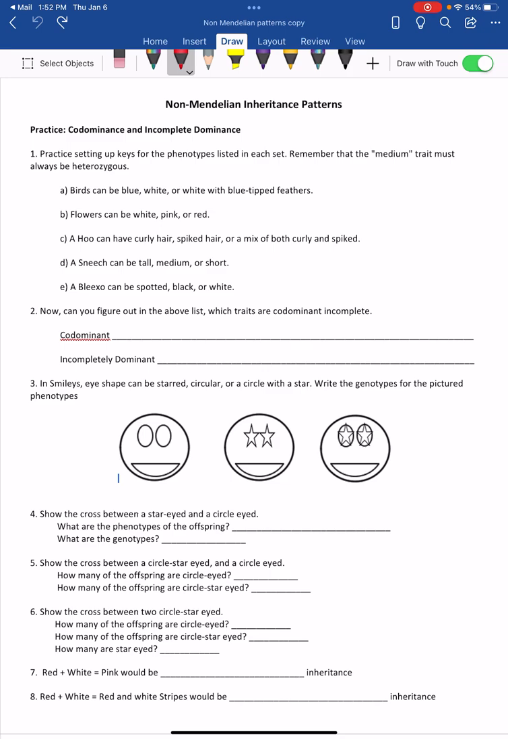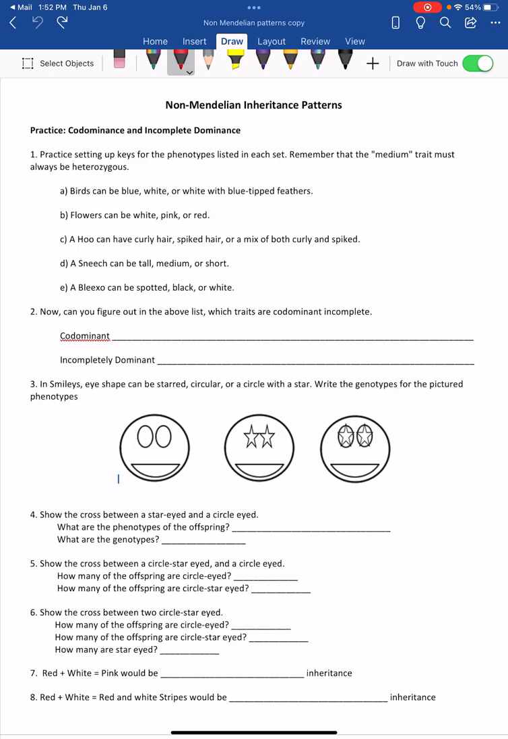All right, friends, I wanted to give a little bit of guidance on how to do this worksheet so nobody was confused. It says practice setting up the keys for the phenotypes listed in each set. I don't care which letter you choose. That doesn't matter to me. It says birds can be blue, white, or white with blue tipped feathers.